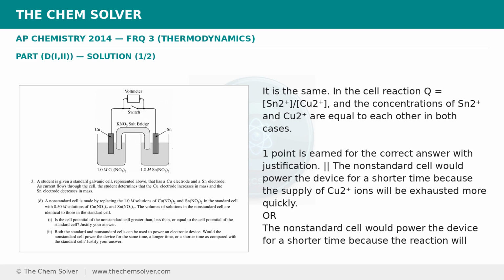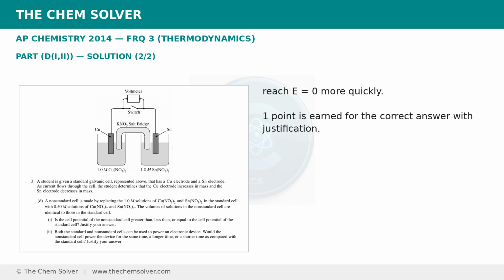The nonstandard cell would power the device for a shorter time because the supply of Cu2+ ions will be exhausted more quickly. Or, the nonstandard cell would power the device for a shorter time because the reaction will reach E equals 0 more quickly. 1 point is earned for the correct answer with justification.